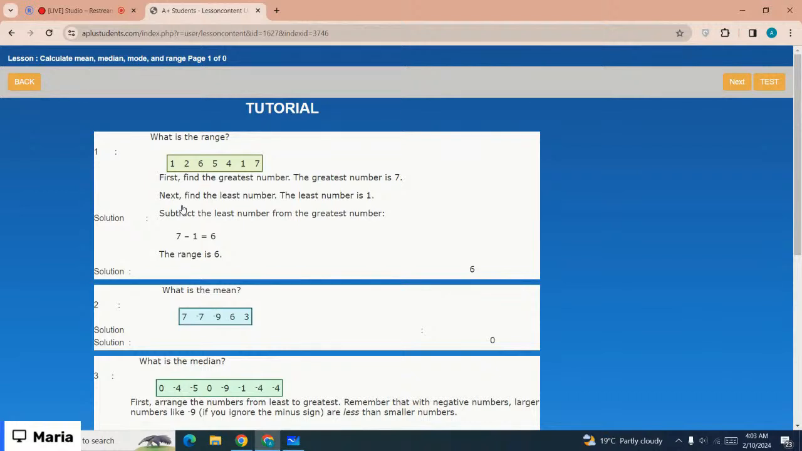So the greatest number in the data is 7 and the least is 1. So the range is 7 minus 1. 7 minus 1 equals 6, right? That means the range is 6.